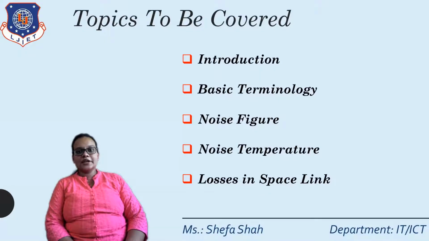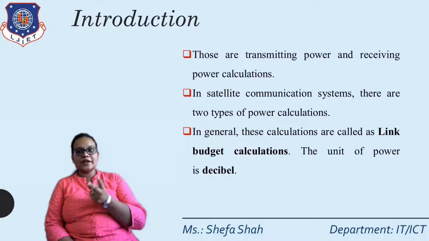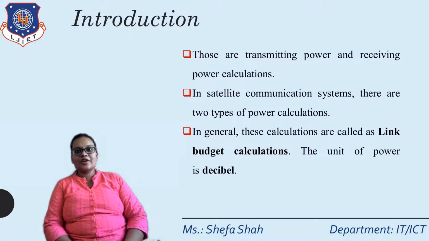Now first, the introduction. So what does the space link consist of? As we discussed in the last lecture, the space link basically means the two links which are created during satellite communication: first the uplink, and second the downlink, right? In this link budget we are ultimately calculating the received power when we receive a signal after transmitting it through the satellite, right? So those are the transmitting and receiving power calculations. The space link is nothing but the calculation of receiving power.